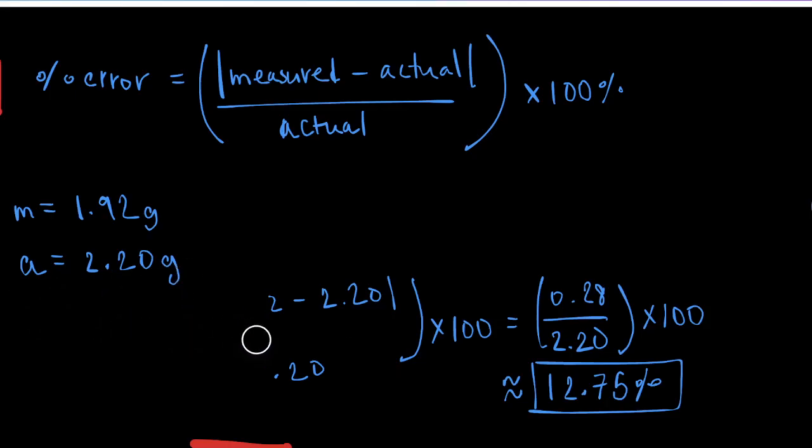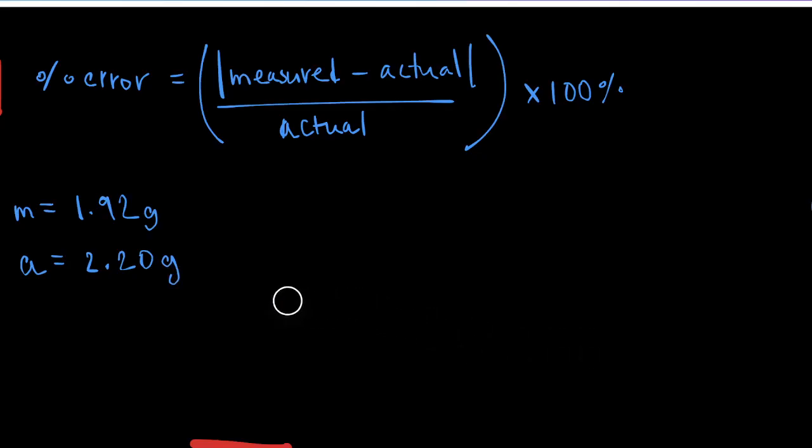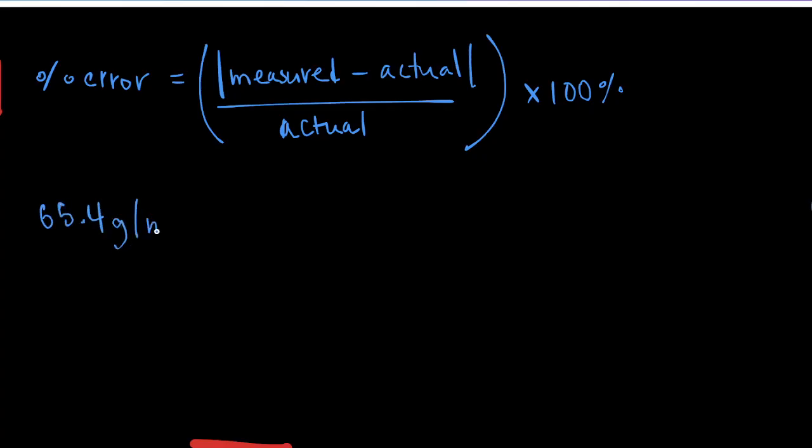All right. Now let's look at one more example. Let's say that a student determines the molar mass of an unknown gas by using the ideal gas law, right? They calculate that value to be 65.4 grams per mole. And the true molar mass is 58.44 grams per mole. And we have to find what the percent error is.